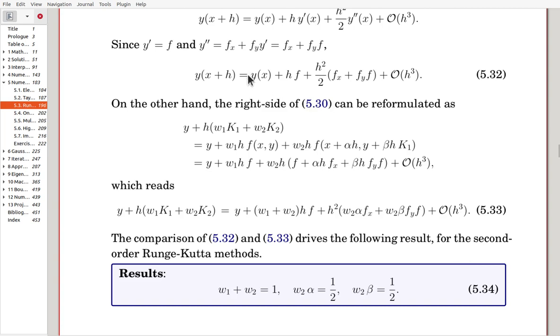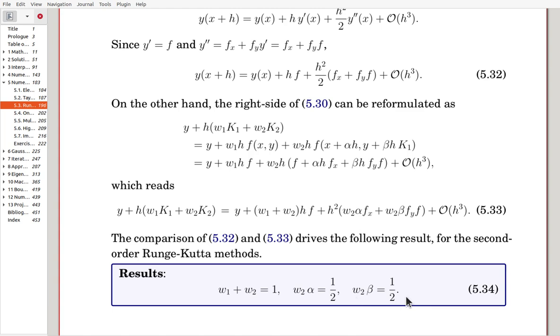That is from the left hand side. This one is from the right side, so we have to match the coefficients. Here the coefficient is 1 for h times f, so w1 plus w2 must be 1. And for h squared, the coefficient of f sub x is half, so w2 alpha must be half. Similarly, from here we have w2 beta is half.